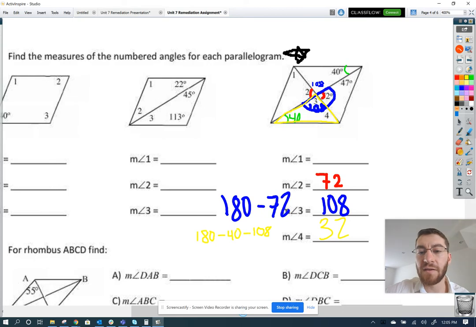All right, fantastic. We also need to find the measure of angle 41. Let's see what we can do for this. Well, we do know that we have 72 right here.